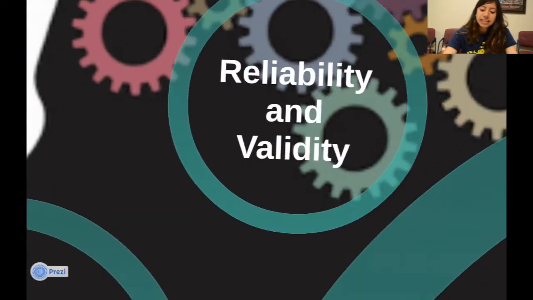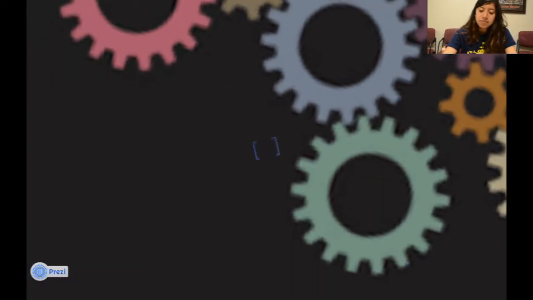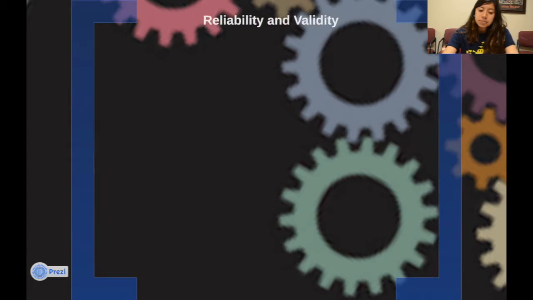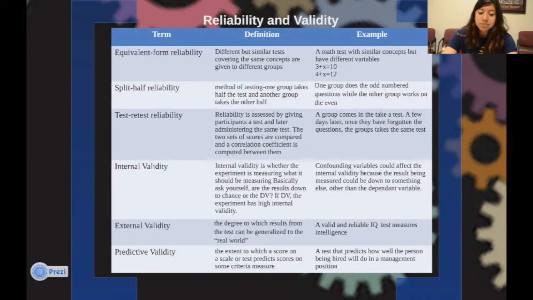Cool, so now we're looking at reliability and validity. And this is going to be 6 different types of tests, which are really important. Equivalent form reliability, this you might see often in classrooms. It's a different but similar test covering the same concepts, and these are given to different groups. So for example, you might see 3 plus x equals 10, 4 plus x equals 12, same concept of finding this x factor, just obviously different numbers.